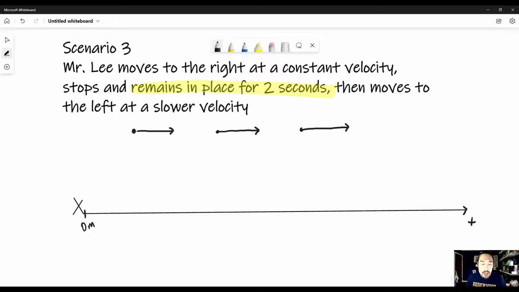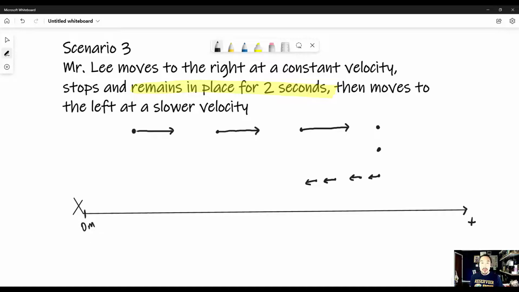All right, so here we have us at 0 meters, and then 1 second has passed, 2 seconds passed, 3 seconds passed, and then we stop. Now to represent that we have stopped for a total of 2 second intervals, I will draw 2 dots there with no arrows. That should show you that for 2 seconds I did not move. And then I move to the left, and I'm slower now. To show that I'm moving slower, I'm going to draw my arrows smaller, like so.